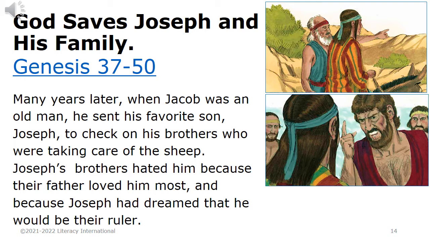God saves Joseph and his family. Genesis chapters 37 through 50. Many years later, when Jacob was an old man, he sent his favorite son Joseph to check on his brothers who were taking care of the sheep. Joseph's brothers hated him because their father loved him most, and because Joseph had dreamed that he would be their ruler.